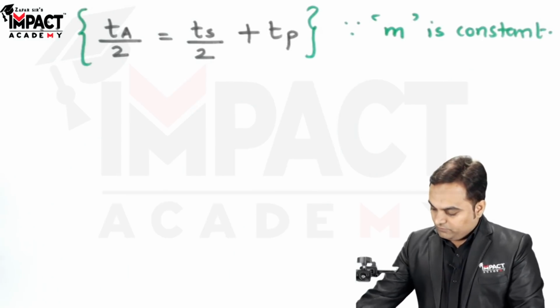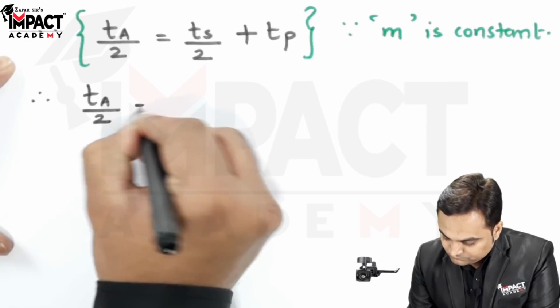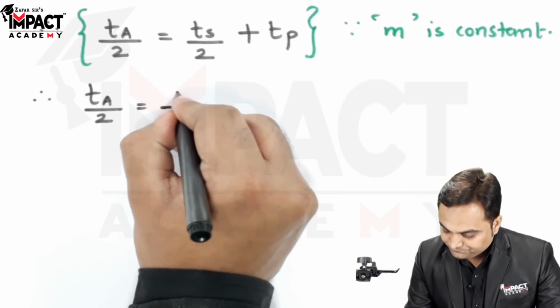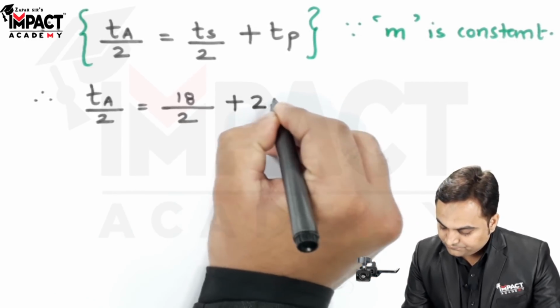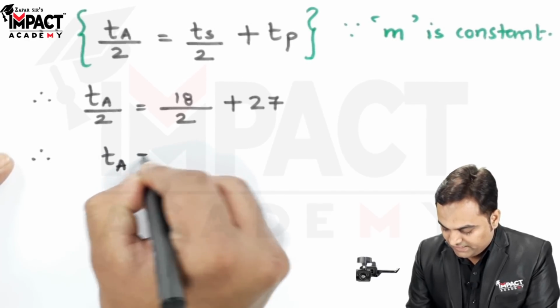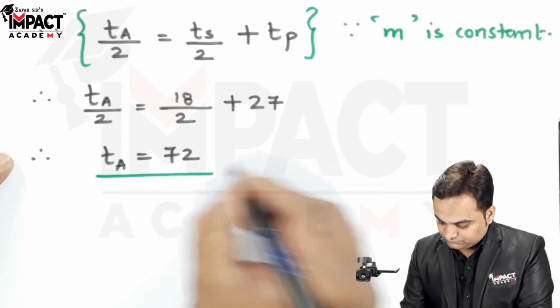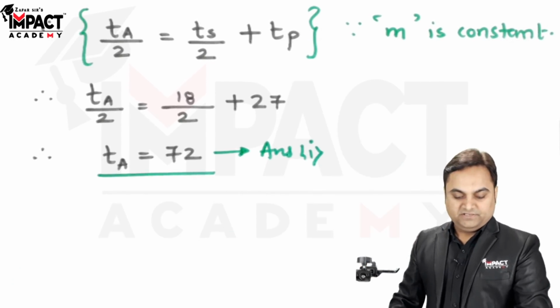Now from this equation, the number of teeth on the sun wheel is given, it is 18. On the planet wheel it is 27. So the answer of number of teeth on annular comes out to be 72. That's the first answer, that is I've calculated the number of teeth on the annular.